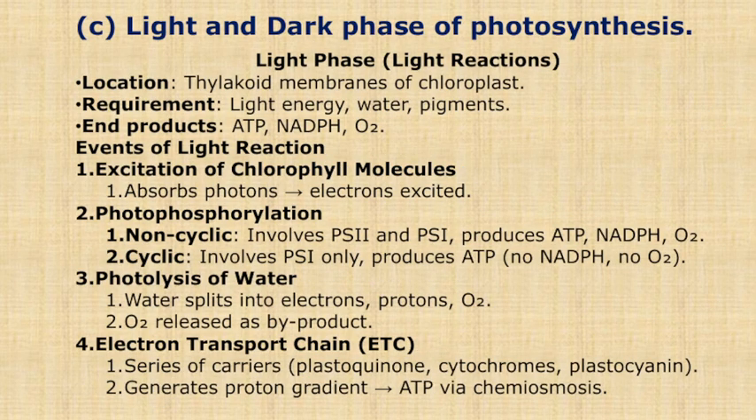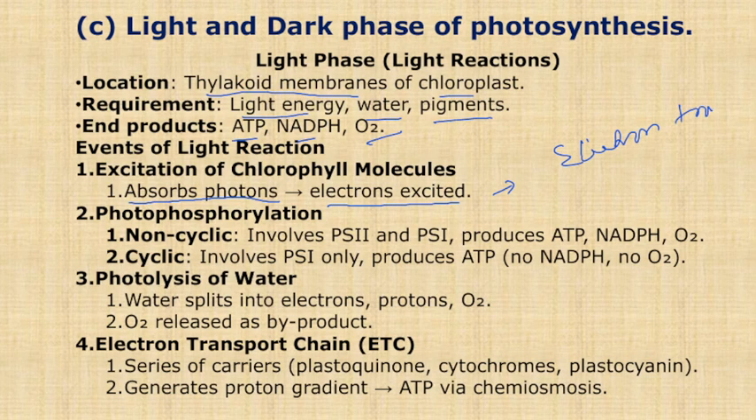So a little bit about the light reaction. The light reaction occurs inside the thylakoid membrane of the chloroplast. It uses light energy, water and the pigment system to produce ATP, NADPH and O2. The light reaction basically starts when photons are absorbed by the chlorophyll. Electrons get excited and go to the electron transport chain.